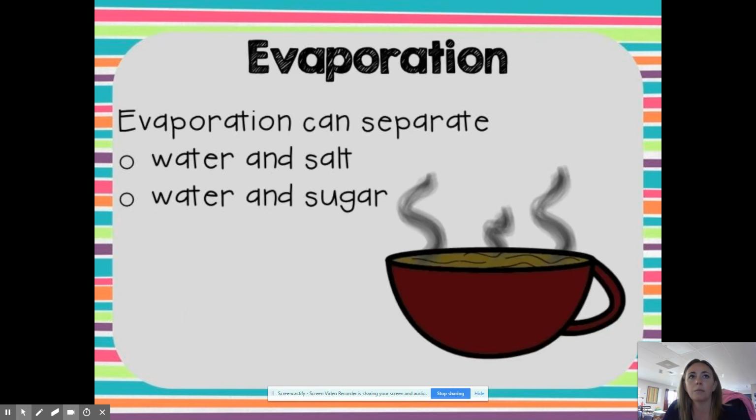So let's see where this goes. Evaporation. Evaporation can separate water and salt, water and sugar. Oh, okay. So the method of separating mixtures is evaporation, and mixtures to separate using the tool. Okay, so here you're going to put water and salt and water and sugar. Okay, that water and sugar is new to me, so we're going to have to try that. So my paper looks like that. You're going to put both of them there.